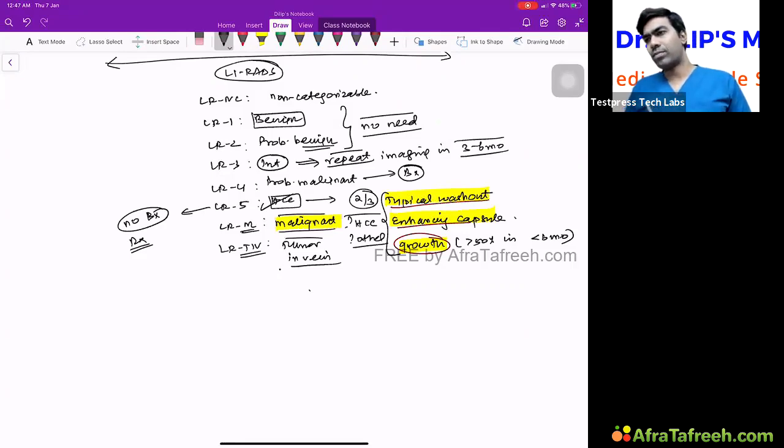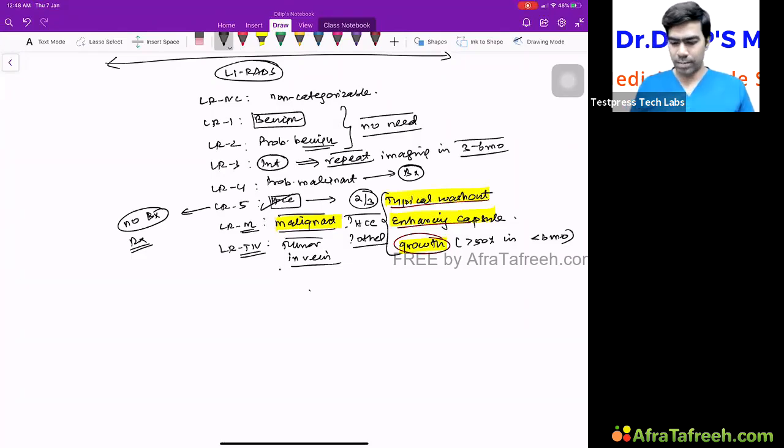LR2 and LR4, it's probably benign or probably malignant. So LR2 is probably benign, and LR1 and LR2 you don't need to do anything. LR4, it's probably HCC, so you might be needing a biopsy. LR3 is indeterminate, so you have to repeat imaging after 3 to 6 months. LRM, definitely malignant, but you don't know what malignancy it is. It could be cholangiocarcinoma. LRTIV is tumor in vein, so you have to biopsy the lesion in that setting because many tumors can invade the veins, so it doesn't matter.